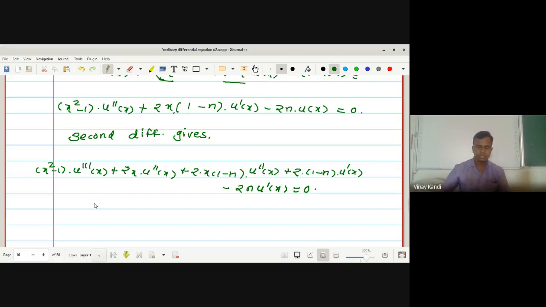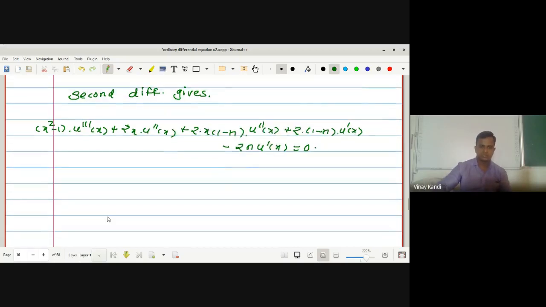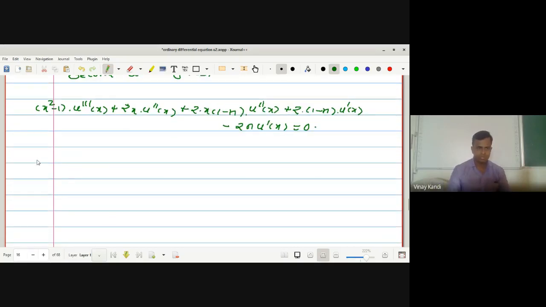Okay, now solve this. Rearrange the terms. (x square minus 1) into u triple dash of x plus taking 2 into x in the bracket. Okay, this one is common. This is common.